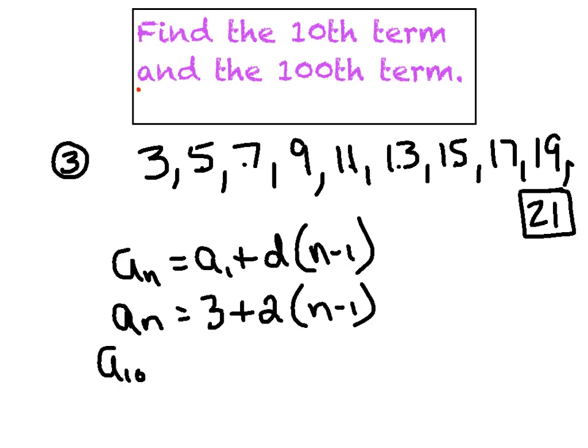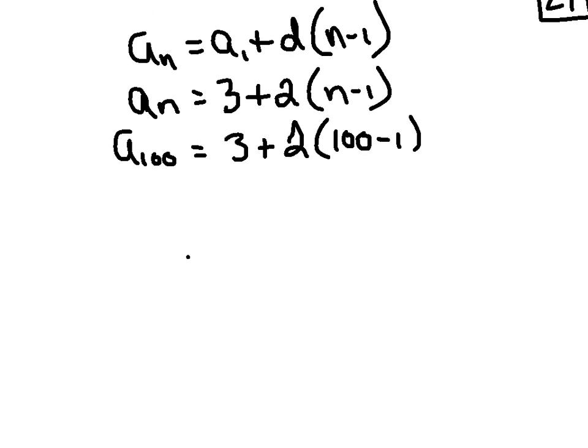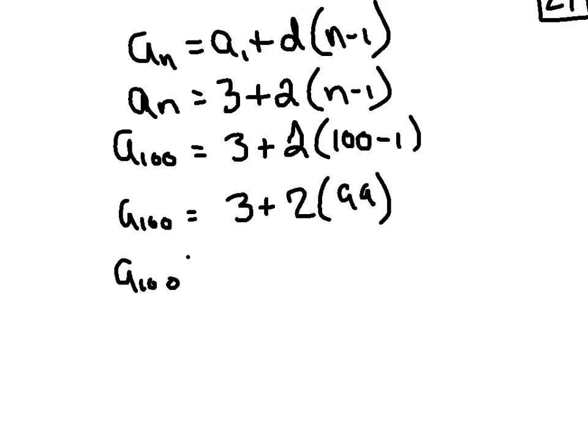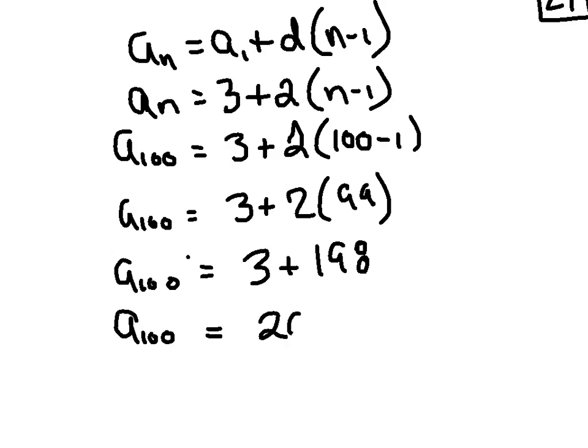So we could say a sub 100 is 3 plus 2 times 100 minus 1. And I'm going to go nice and slow here. We'll say, well, that means the 100th term is really 3 plus 2 times 99. Let's see, 2 times 99 is going to be, oh boy, is that 198 must be? So we could safely say that the 100th term is going to be 201.